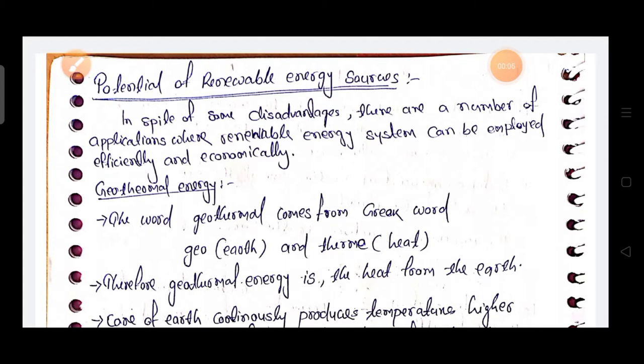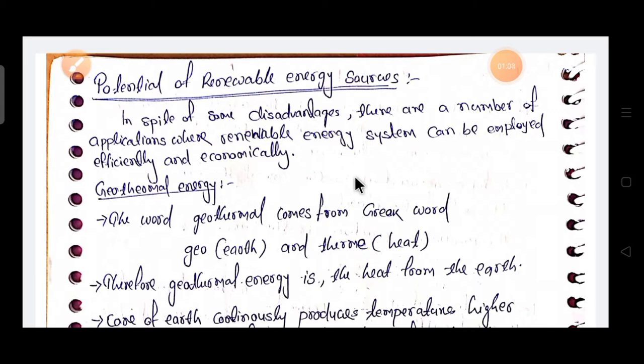Today we'll study the potential of renewable energy sources. Previously we studied renewable and non-renewable energy sources. These renewable energy sources have many advantages but a few disadvantages. In spite of these little disadvantages, it has so many advantages that we can use this renewable energy safely, because it is environment friendly and has low carbon emission. Now let's see how we use this renewable energy.